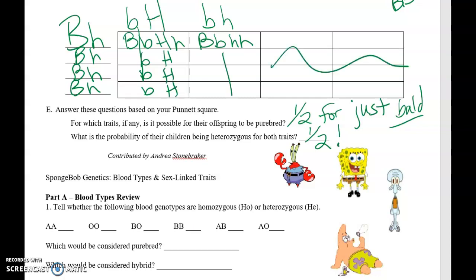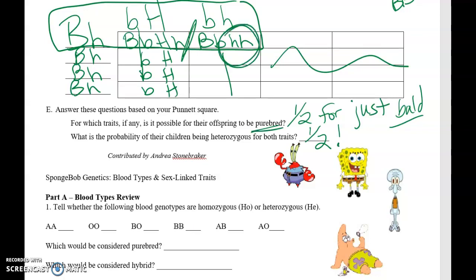So if we look at the 2 babies that were created from these two parents, we have a 50-50 chance. What are their chances of their children being purebred for their offspring? Well, only this one child is purebred for the bald gene. Right there is one bald child. That's it, 1 out of 2.